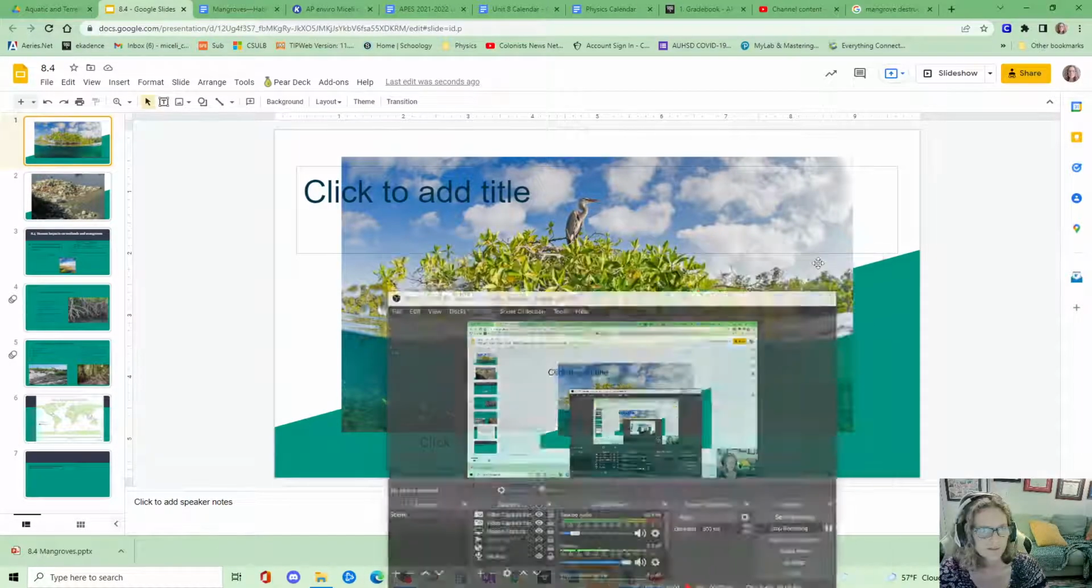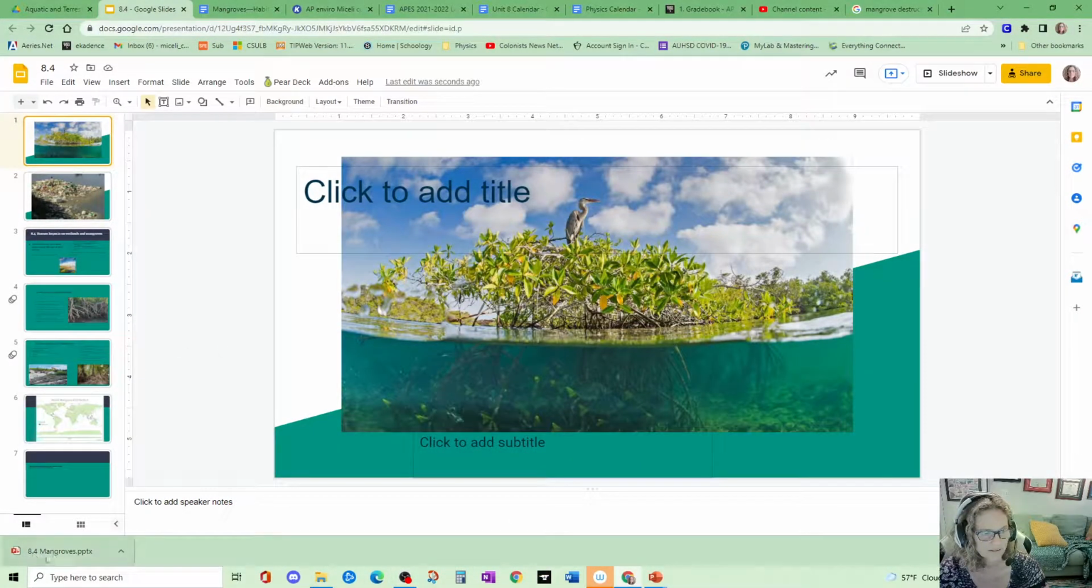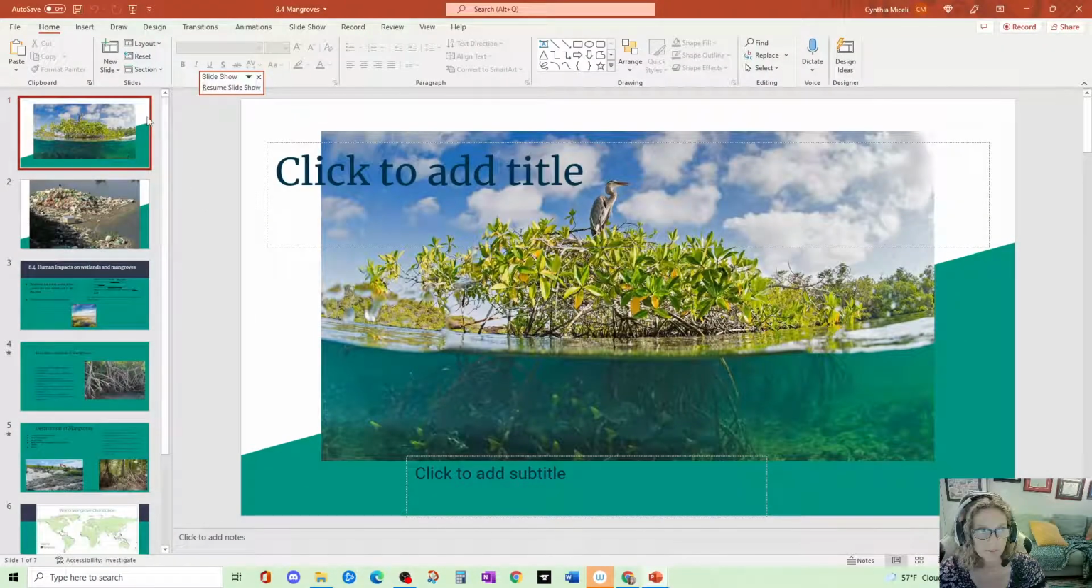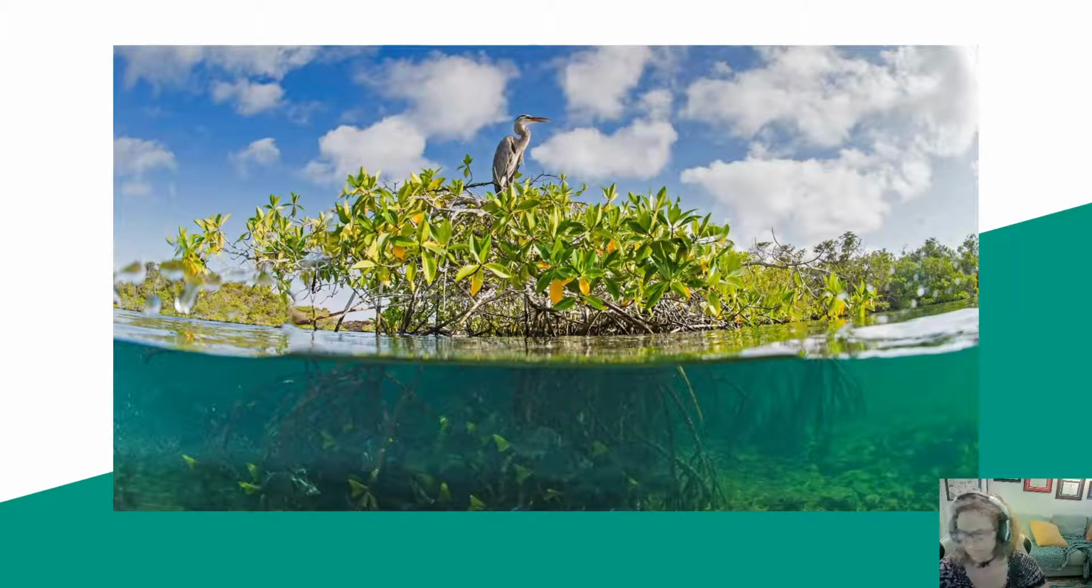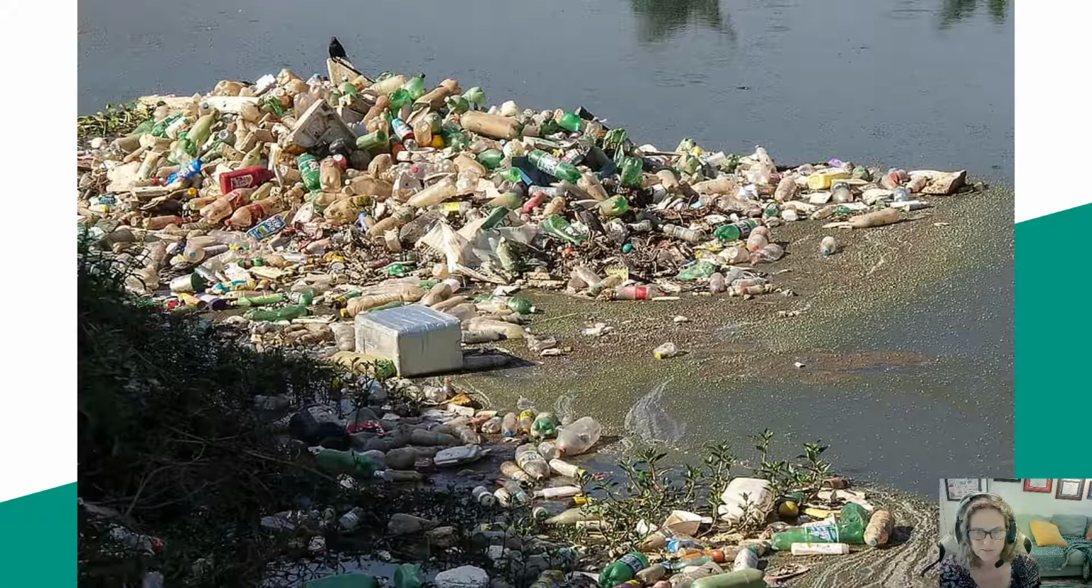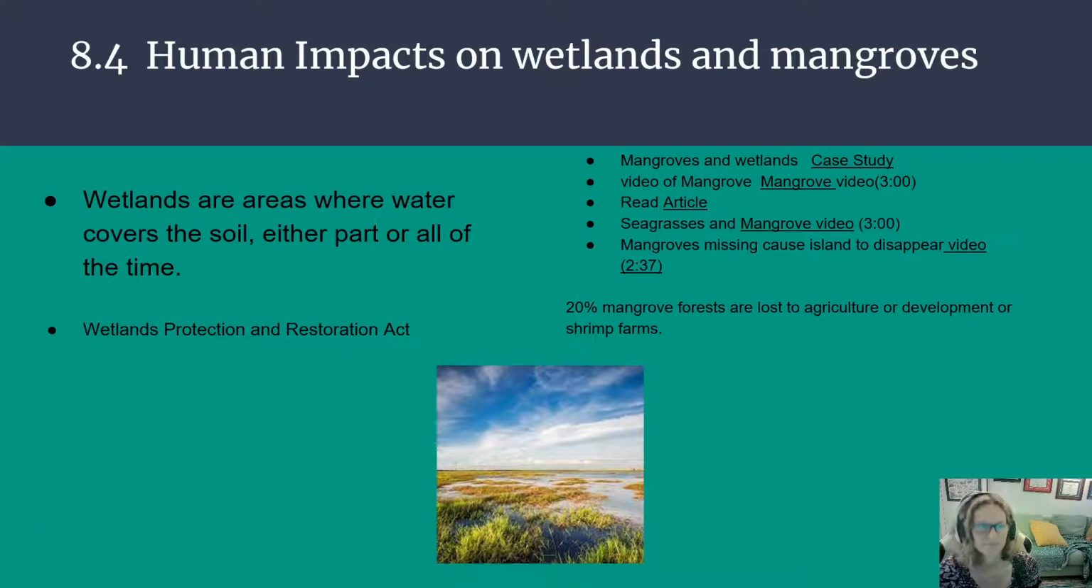All right, let's talk about wetlands and specifically mangroves. So this is 8.4. Okay. And we're going to see what these mangroves do for the ecosystem and what is being done because of man. Human impact. All right, so a wetland definition: where the water is covering the soil either part of the time or all of the time.